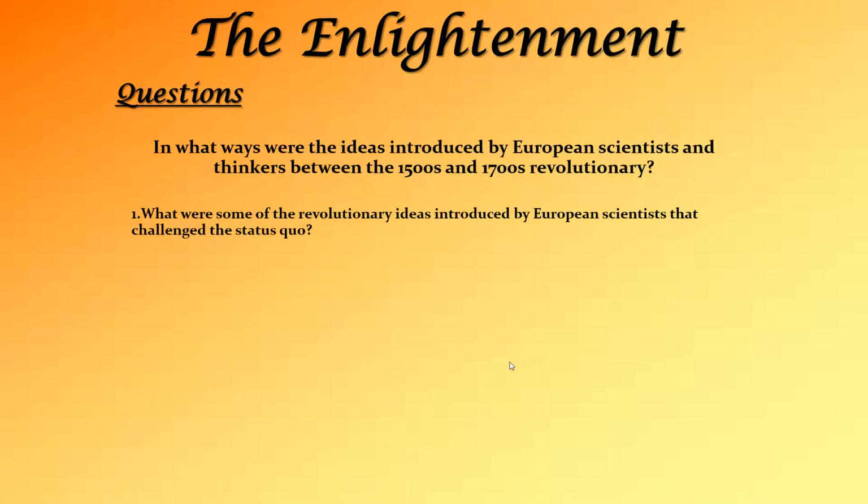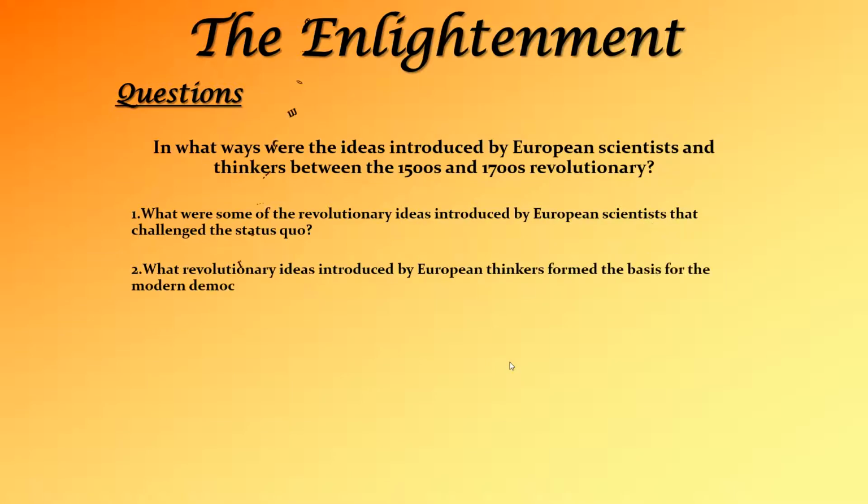Smaller questions that we want to consider. What were some of the revolutionary ideas introduced by European scientists that challenged the status quo, which means the way things are, our current normal way of doing things? That's the status quo. We also want to understand what revolutionary ideas introduced by European thinkers formed the basis for the modern democratic movement.